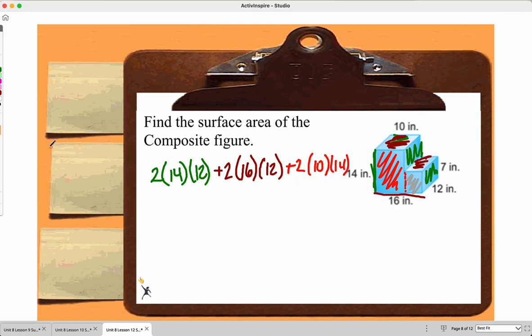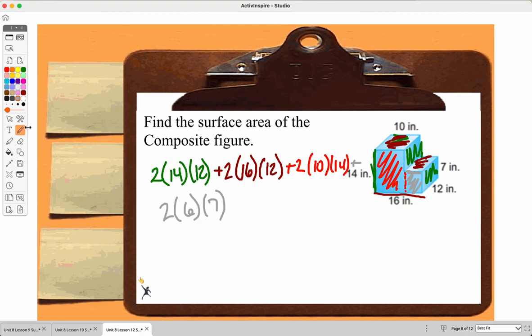I'm out of space, so I'm going to go down below on the gray. Plus, and then I have mine here, which again, we've kind of looked at. This is 10 and this is 16. This piece right here is 6, and that's 7, so 2 times 6 times 7. So again, let's just do all this in our calculator.